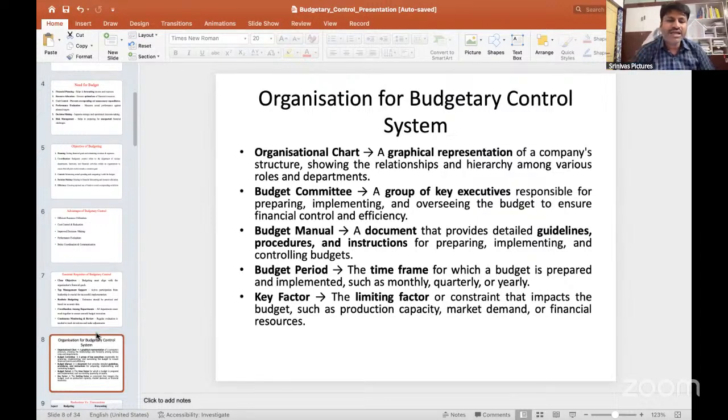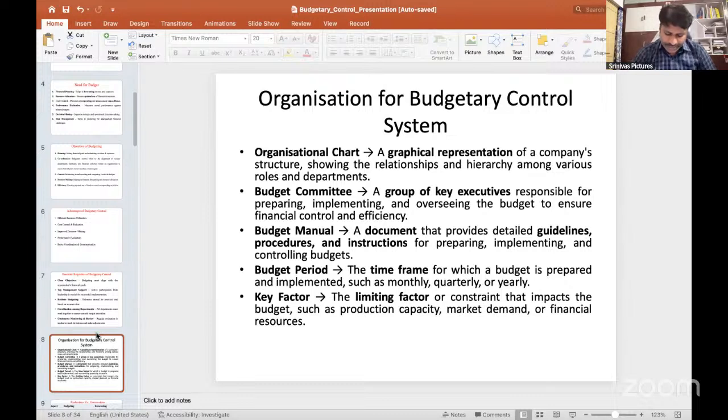What is the meaning of budget committee? Budget committee is the group of key executives responsible for preparing, implementing, and overseeing the budget, ensuring financial control and efficiency. The budget manual is a document that provides detailed guidelines, procedures, and instructions for preparing, implementing, and controlling the budget. The budget period is the time frame in which the budget is prepared and implemented, such as monthly, quarterly, or yearly.